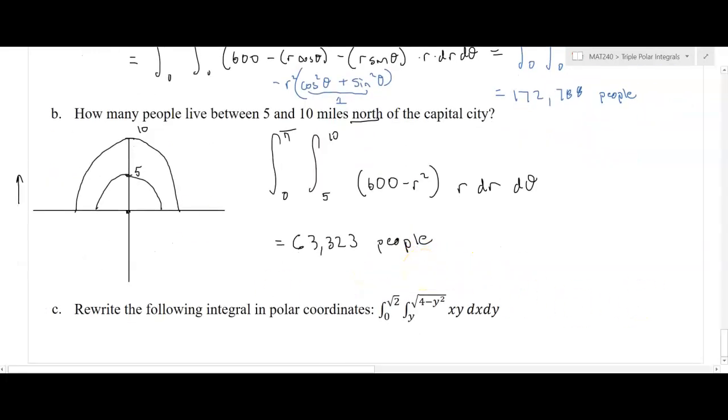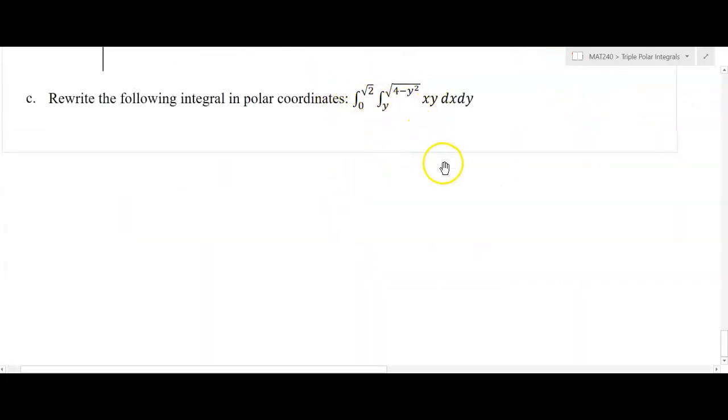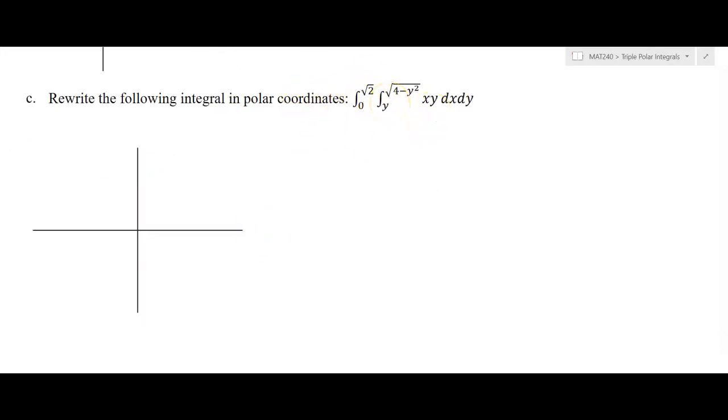Now, just as a form of practice, let's say we wanted to take something that is in this really nasty form and write it in polar coordinates. So the first thing we should do is try to visualize what it is that we want to find the volume of. So here, x goes from 0 to the square root of 2, and this function goes from x equals y to x equals the square root of 4 minus y squared.